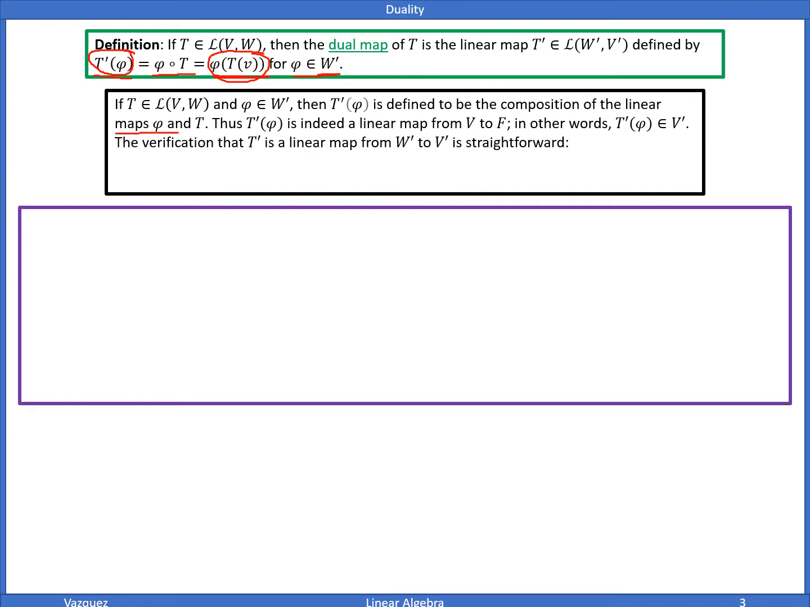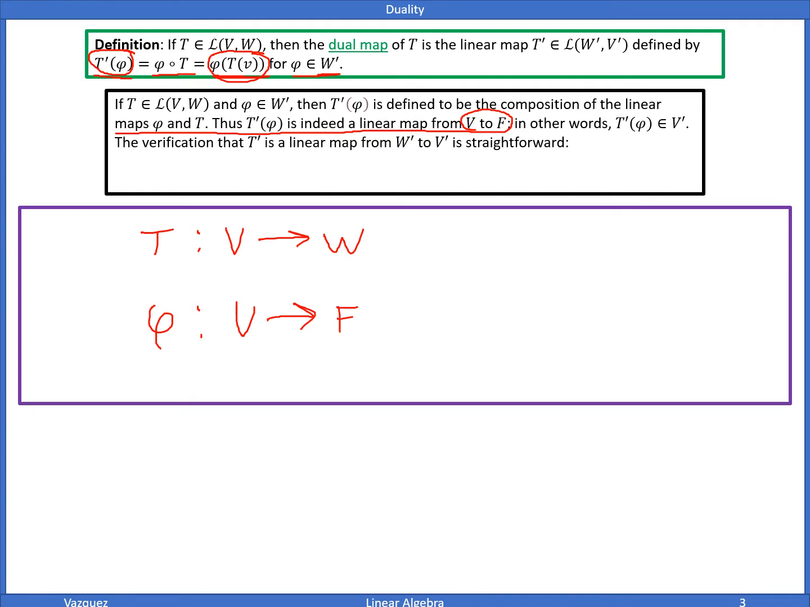So for this right here, I'm going to draw a picture. It says from V to F. Right, so T maps from V to W, and phi maps, sorry, not from W, from V to F.